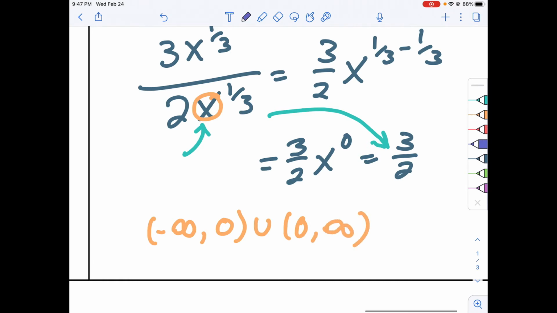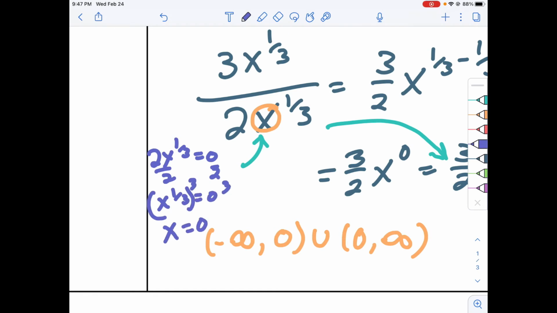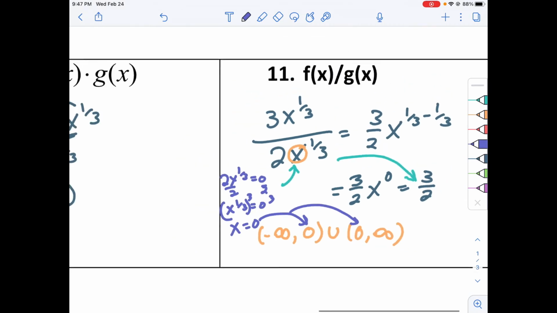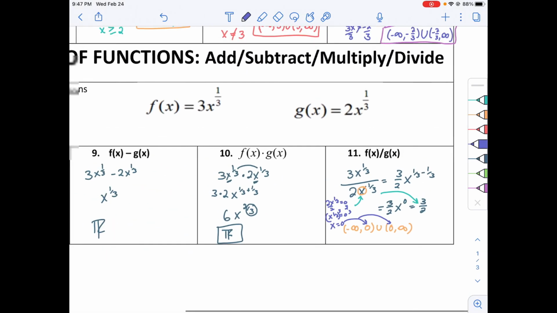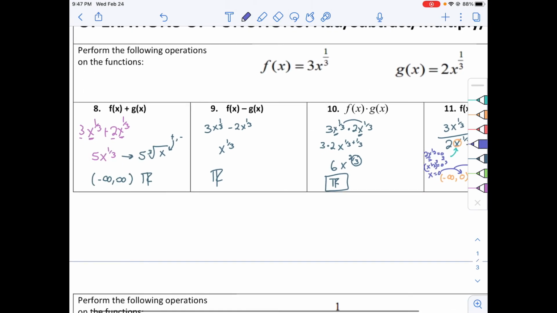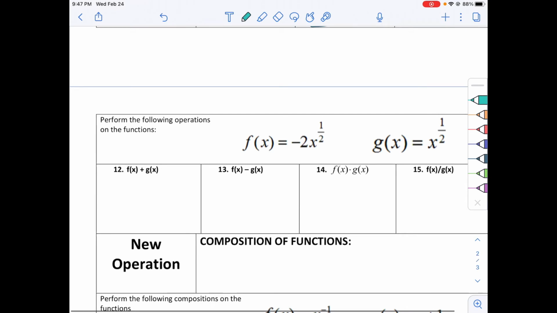If you weren't sure what number was going to make 0 in that denominator, remember you can go 2x to the 1/3 equals 0. Divide both sides by 2. x to the 1/3 equals 0. Cube both sides to get x is equal to 0. Right, there's the restriction. Okay, so that's working with domains when we're just doing a function operation. Let's take a look at a couple more of those.